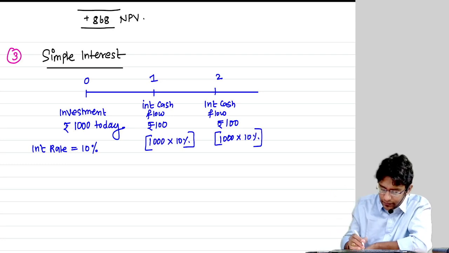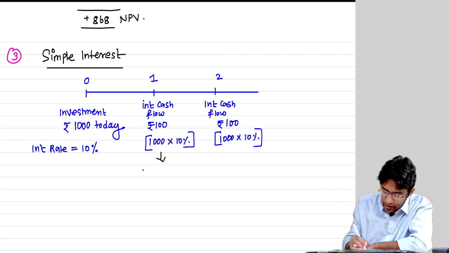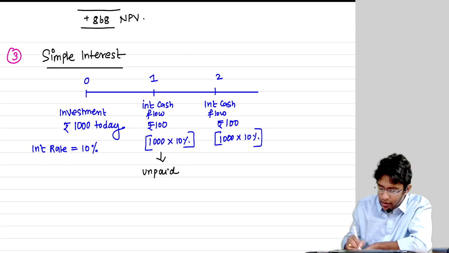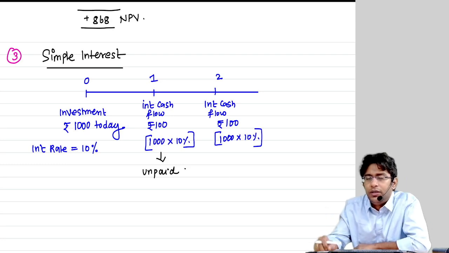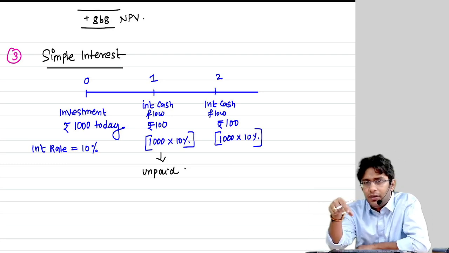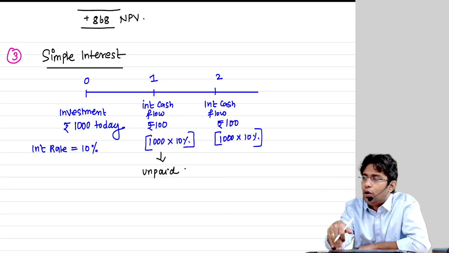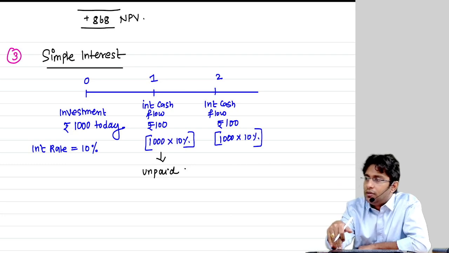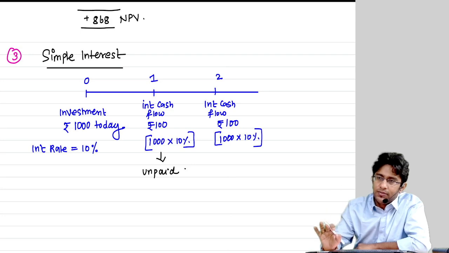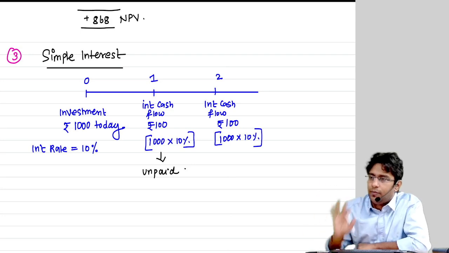But imagine this is unpaid. If this is unpaid to you, what it means is your 1,000 initial investment plus 100 rupees. Total your investment now is how much? 1100. Ideally, you should be getting interest on 1100, but they will not give you on 1100, they will give you only on 1000. This is called the simple interest concept. Simple interest, like interest on interest will not be there.